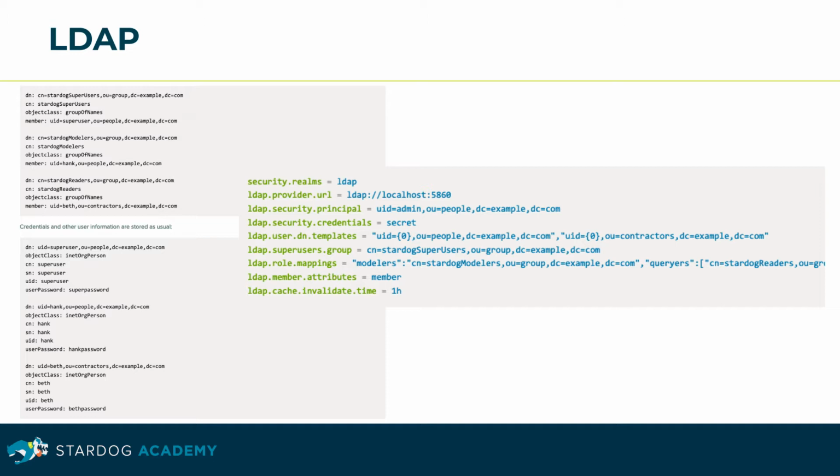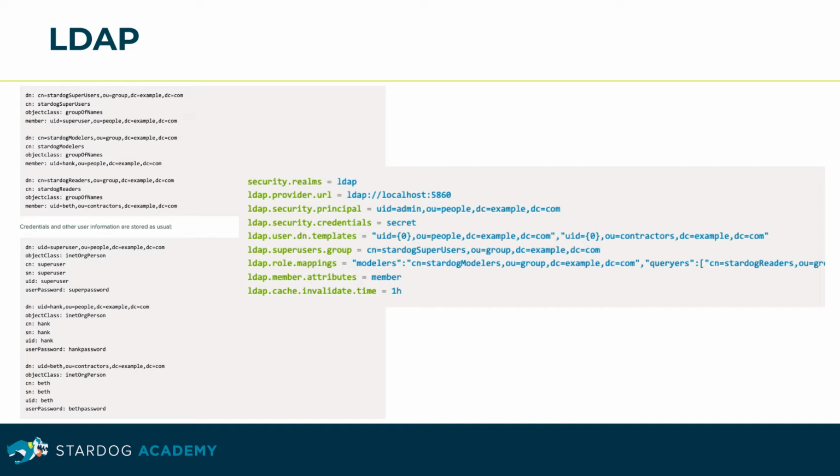The bottom 3 blocks are typical definitions of users within LDAP. Here we have 3 users being defined: Superuser, Hank, and Beth. Take note of the DNs, or distinguished names, of each. Looking on the right-hand side, we can see that the DNs of these 3 users match the ldap.user.dn.templates that we've defined. These templates tell Stardog how to map an LDAP DN to a Stardog user. Noting the zeros within curly braces, we can know that the UID portion of each user's DN is what will become their Stardog username.